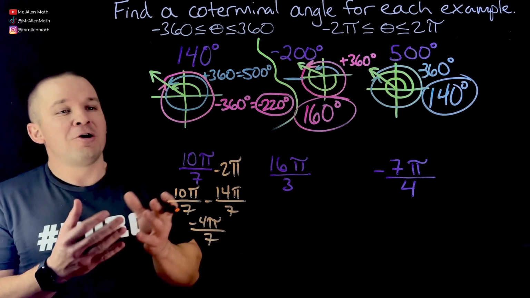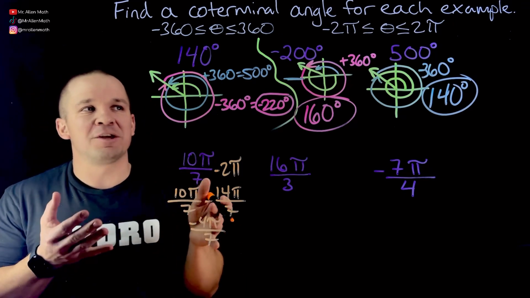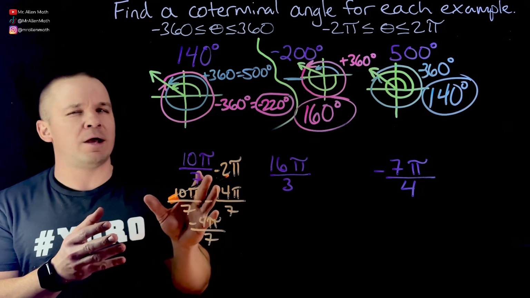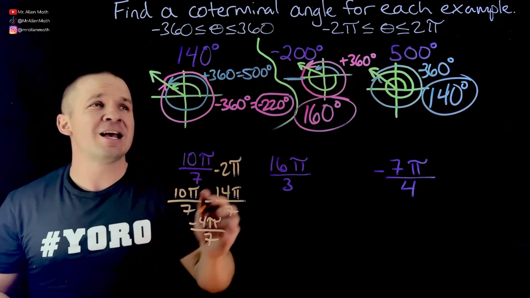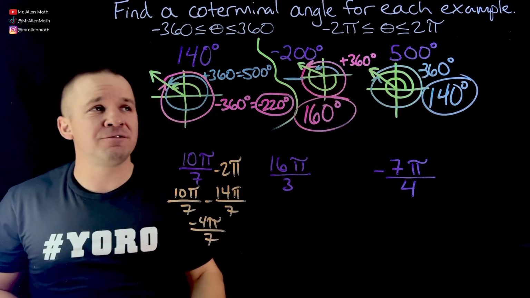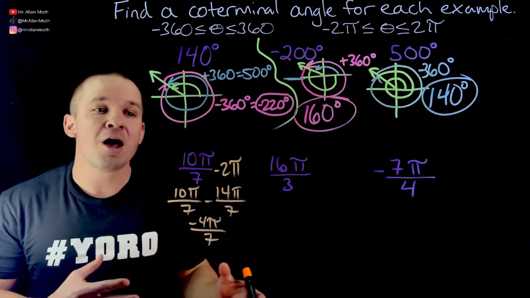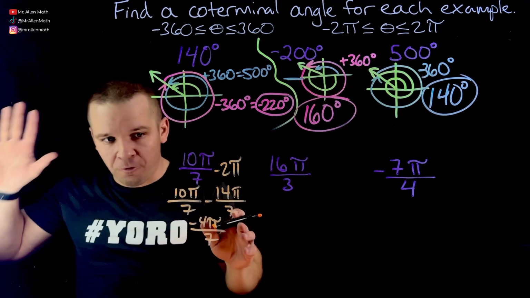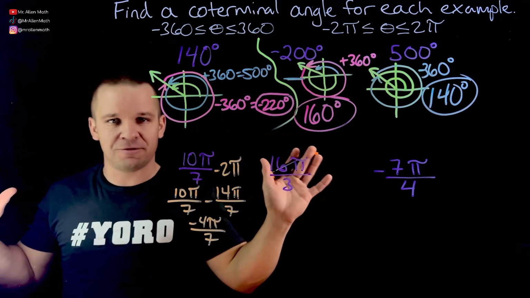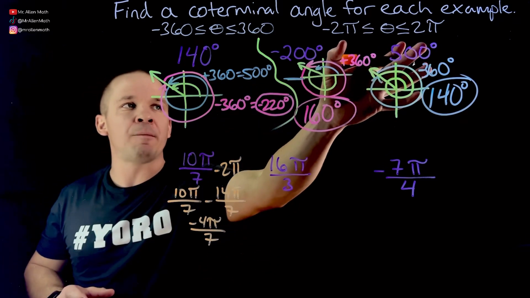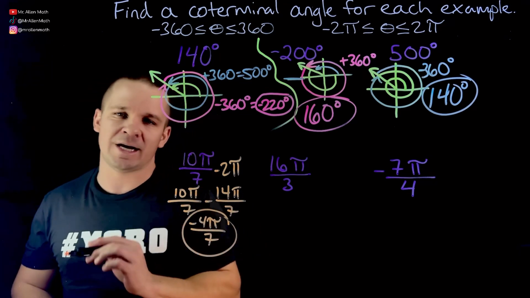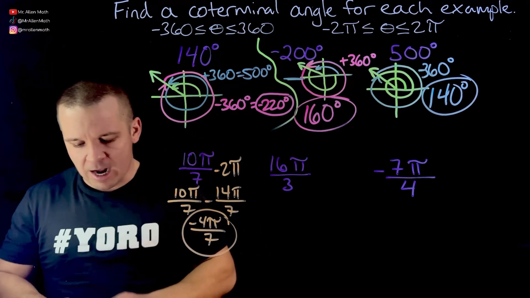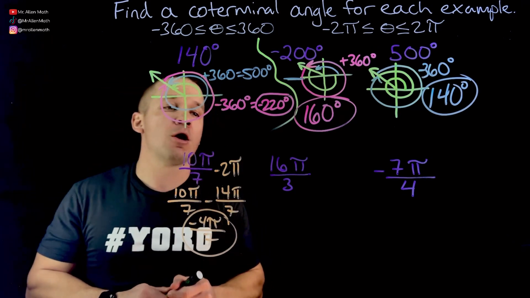Honestly, dealing with the radians is sometimes a little bit easier. Sometimes without a calculator, you're like, wait, am I subtracting incorrectly? Negative 4 pi over 7 is definitely between negative 2 pi and 2 pi. You can check by saying it's between negative 14 pi over 7 and positive 14 pi over 7. Get your common denominator for your restrictions. Negative 4 pi is within those. This answer is good.